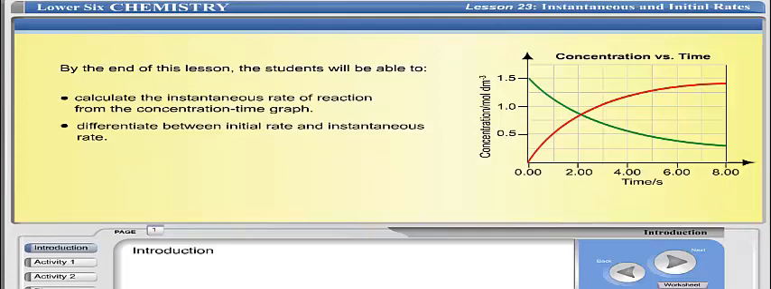Introduction. By the end of this lesson, the students will be able to calculate the instantaneous rate of reaction from the concentration time graph and differentiate between initial rate and instantaneous rate.